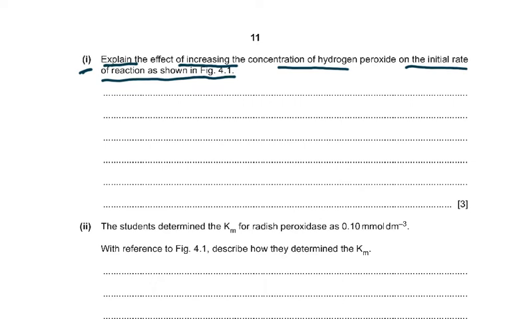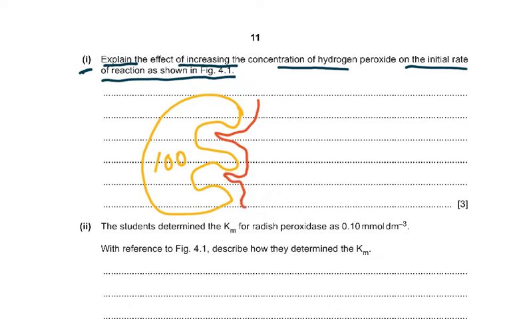So I drew a very simple example. Say this is the enzyme peroxidase, and you have 100 of these active sites. And then of course you have the substrate, which in this case is hydrogen peroxide. So say you have 10 of these. When the reaction starts to take place, well, only 10 enzyme substrate complexes are formed. When you increase it to 100, then of course more enzyme substrate complexes are formed, more product formed per unit time.